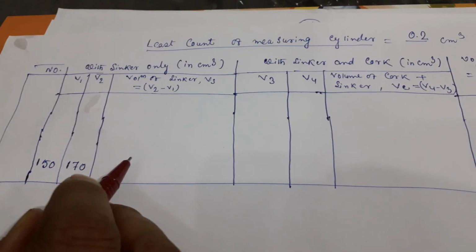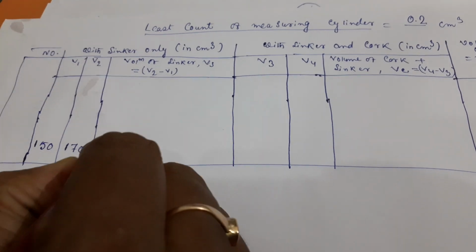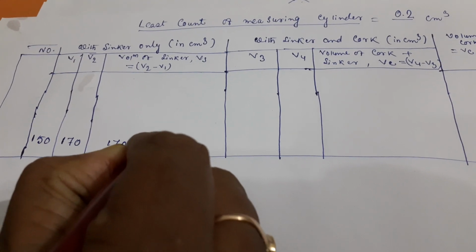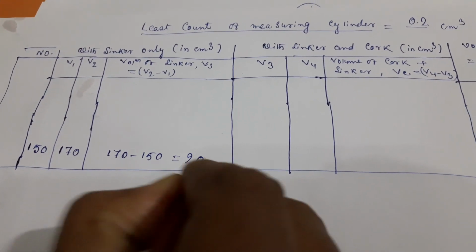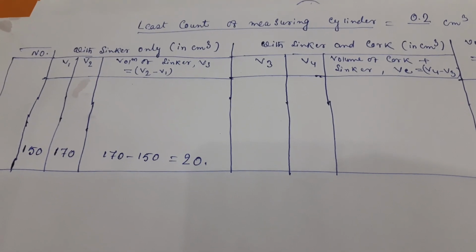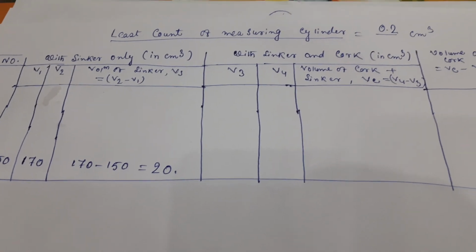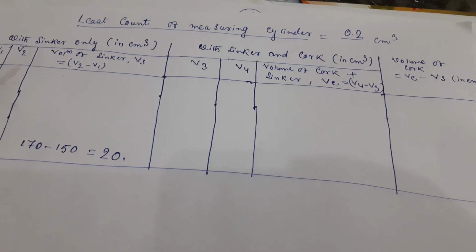So in this case the difference will be how much? 170 minus 150, V2 minus V1. So that is equal to 20 here. Clear? Maybe you understood that one. Next, we will change the water level up to 190.